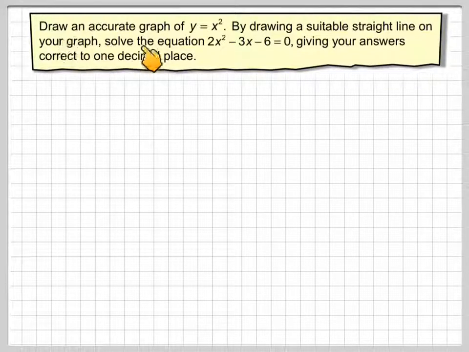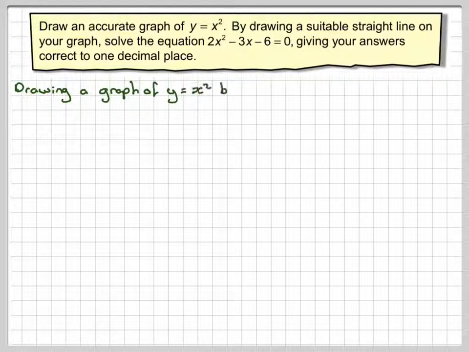Right, this one says draw an accurate graph of y equals x squared. By drawing a suitable straight line on your graph, solve the equation 2x squared minus 3x minus 6 equals 0, giving your answers correct to 1 decimal place. So, drawing a graph of y equals x squared by using the table below.